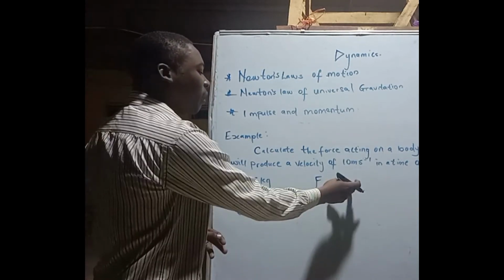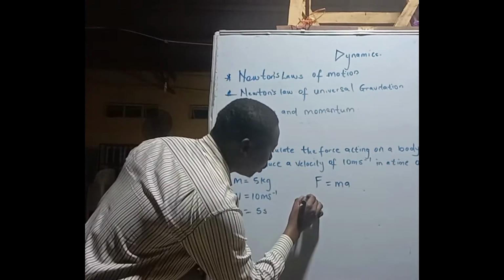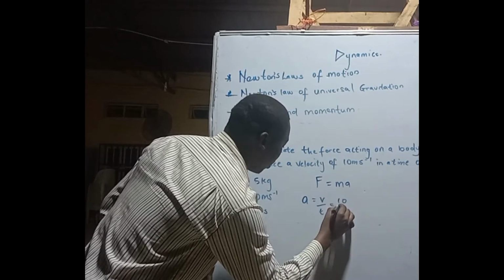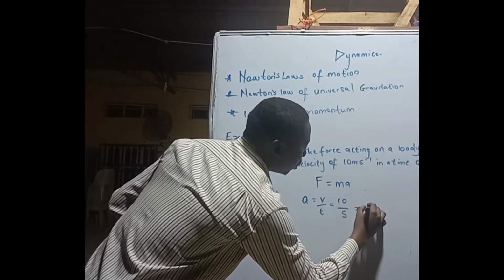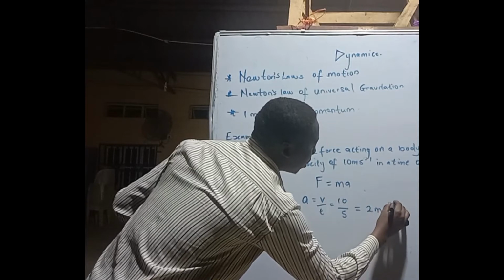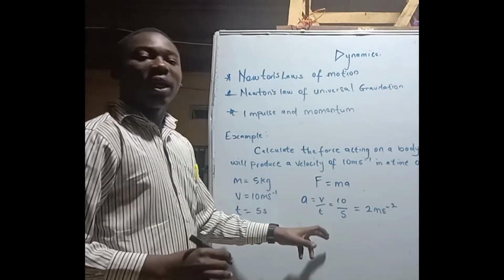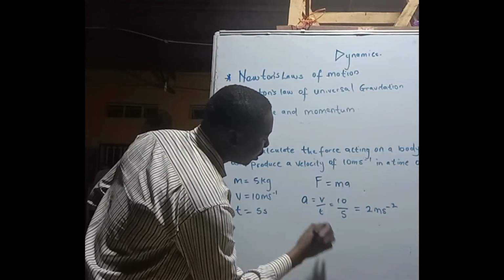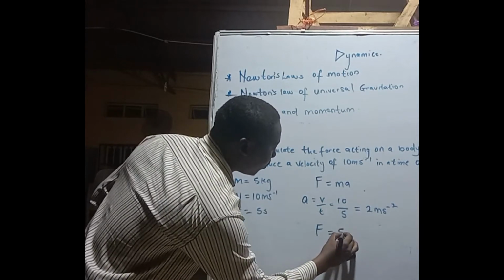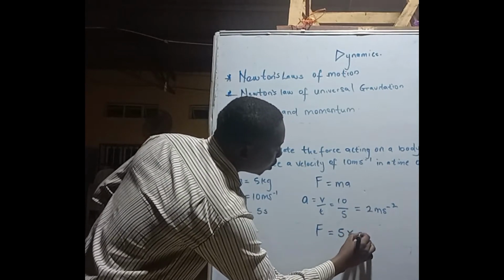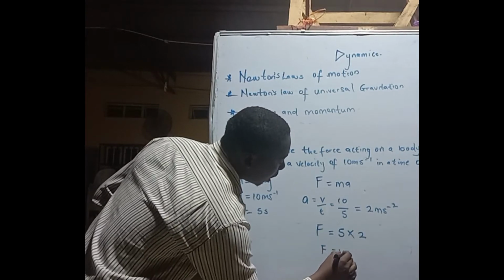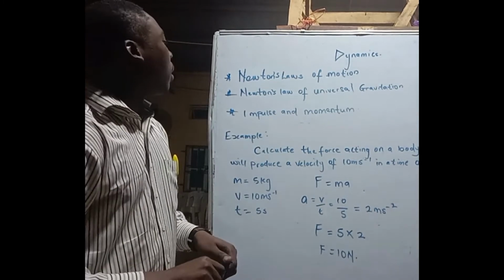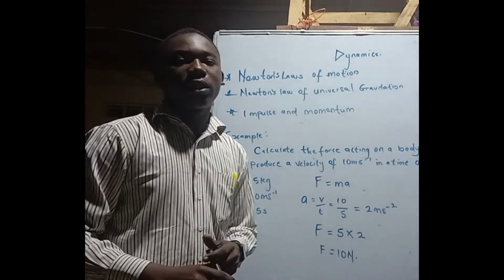You have to calculate the force now. We have the mass, but we don't have the acceleration. So how do we get acceleration? Just recall, acceleration is equal to velocity over time taken. So that's 10 over 5, that's 2 meters per second squared. After getting that, you get your force by inputting the values of the mass and the acceleration. The mass is 5 multiplied by the acceleration, that's 2. So the force is equal to 10. Now the unit for force is Newton.